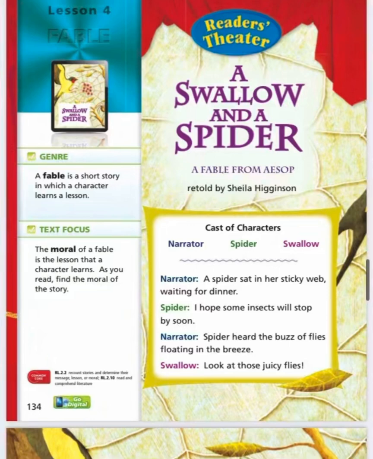Fable genre. A fable is a short story in which a character learns a lesson. The moral of a fable is the lesson that a character learns. As you read, find the moral of the story.